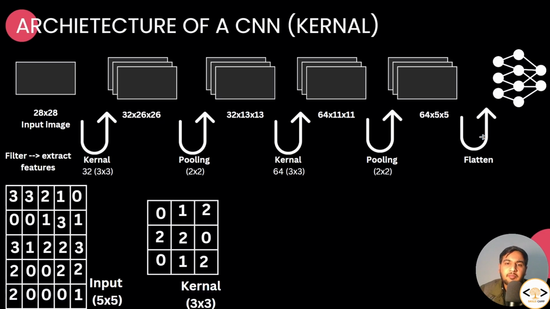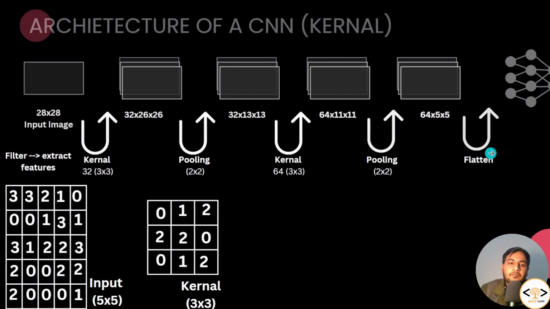So for the mathematics behind CNN, we are going to start with a basic topic, which is known as kernel. Kernel is used to extract the features and it is used as a convolutional layer. Now, if we have a simple image of input size 5 by 5 and a kernel size of 3 by 3, how are we going to handle that?